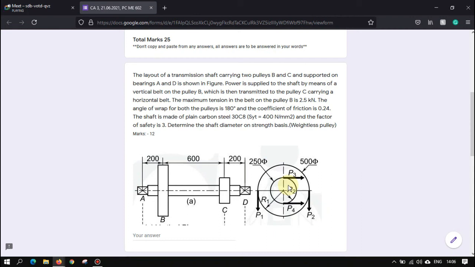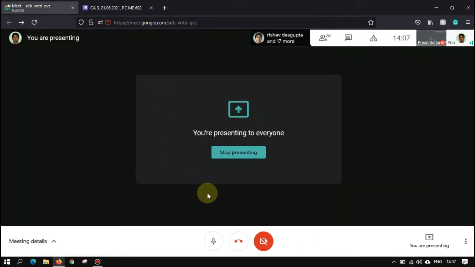Can anyone tell me what is the answer for this one? How to solve it? How can we solve it? Can anyone answer me? There is a simple way.